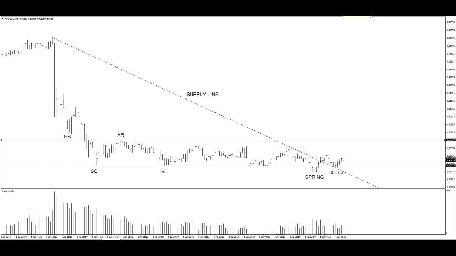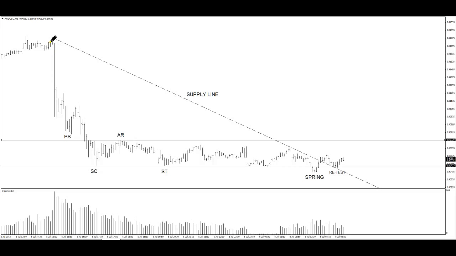Traders. We've got a setup taking place here on the Aussie US dollar, the 5-minute chart. It's classic Wyckoff principles, some of the stuff that we use here at Informative Traders. I just want to go over how we see this setup playing out.